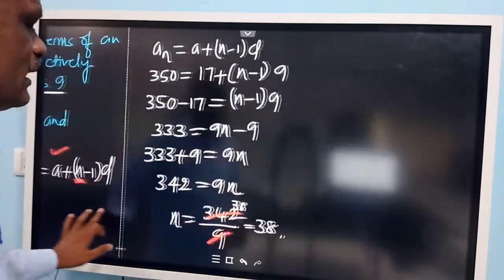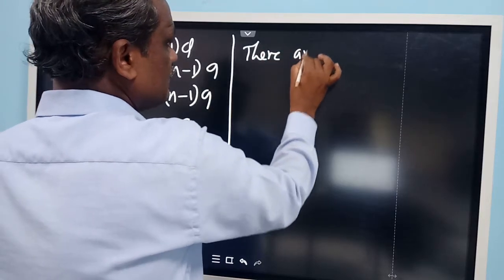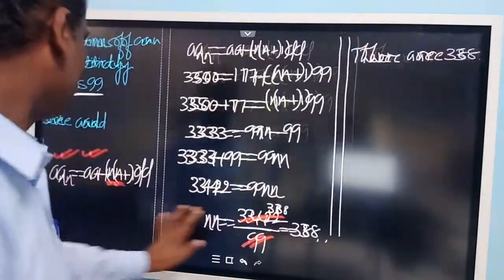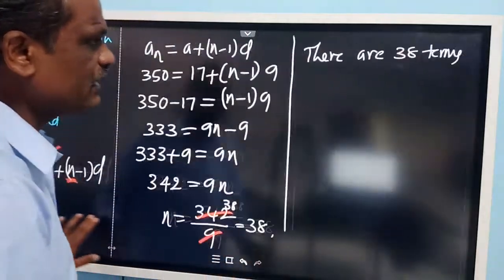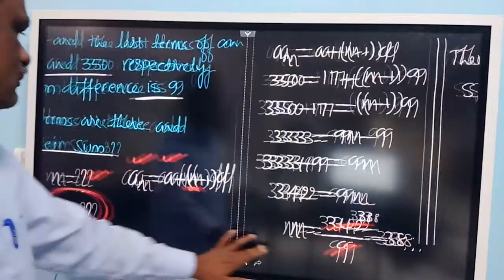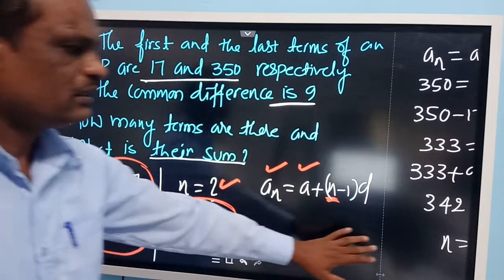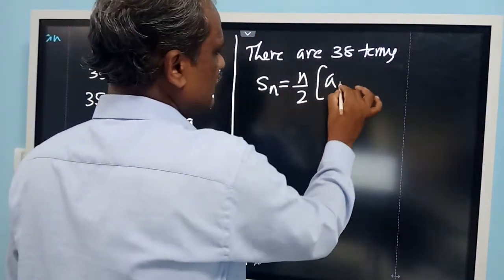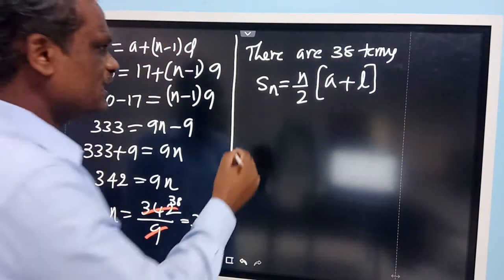So how many terms do we have in this arithmetic progression? There are 38 terms. Now, the second part of this question is to find the value of Sn. That means we have to find S38. Which formula can we use here? You know the first term and the last term, so you can use n by 2 into a plus l. The other one can also be used because you know d also. So both can be used here.